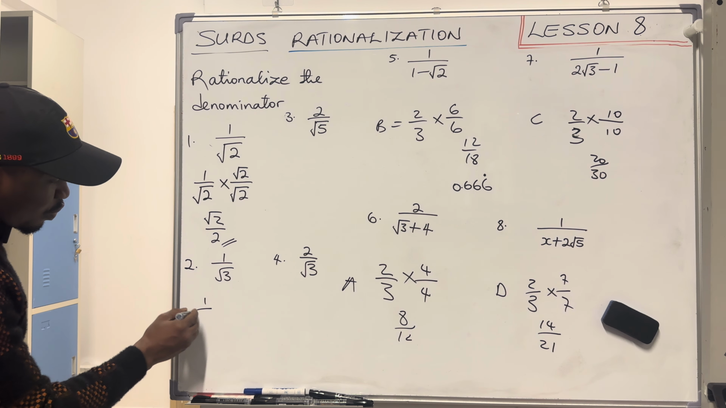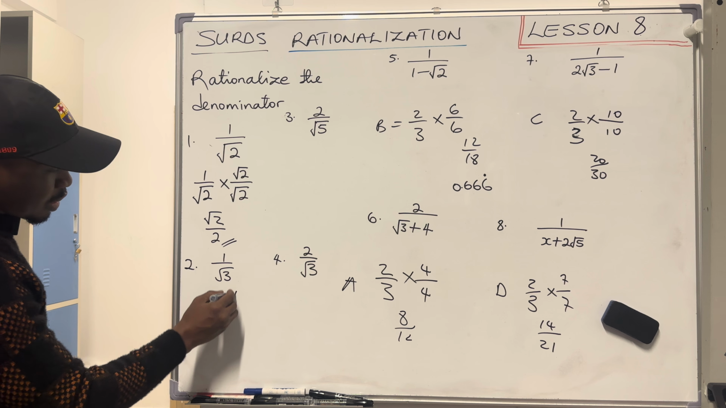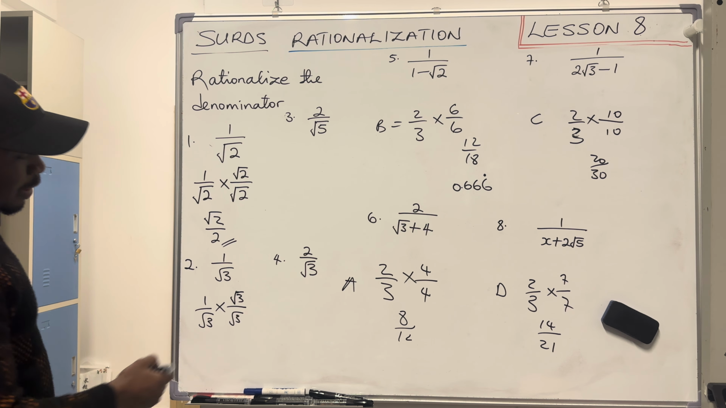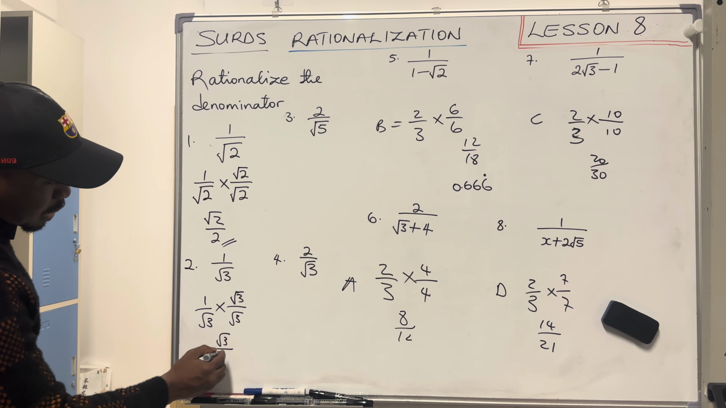We have 1 over root 3. How do we rationalize it? We can say root what? Root 3 times root 3. 1 times root 3 is root 3. Root 3 times root 3 is 3.